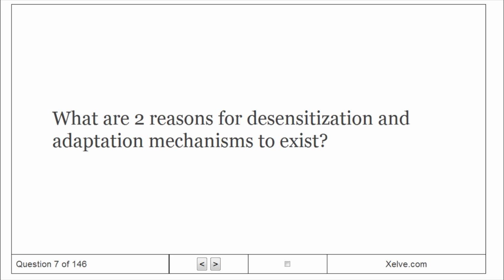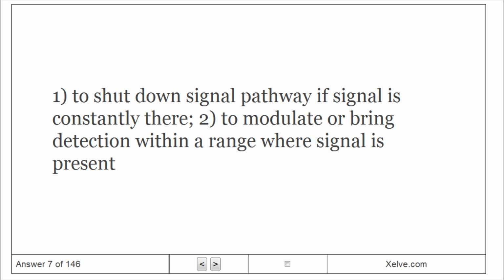What are two reasons for desensitization and adaptation mechanisms to exist? 1. To shut down the signal pathway if the signal is constantly there. 2. To modulate or bring detection within a range where the signal is present.